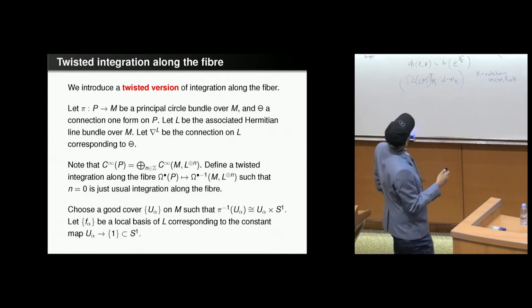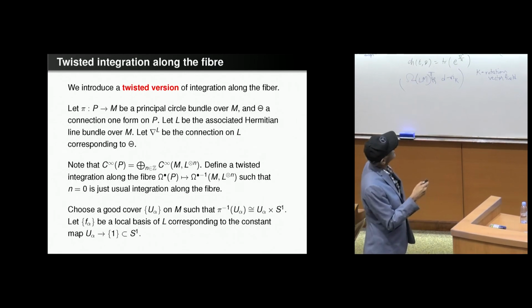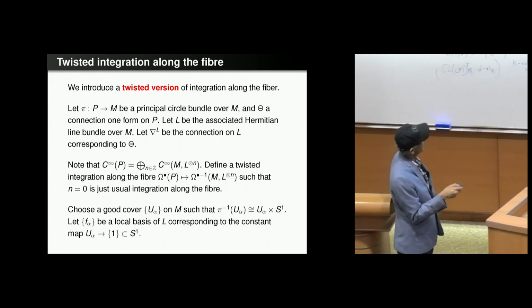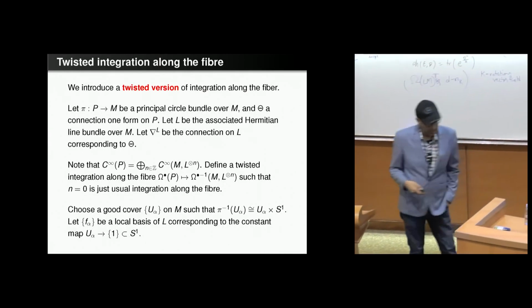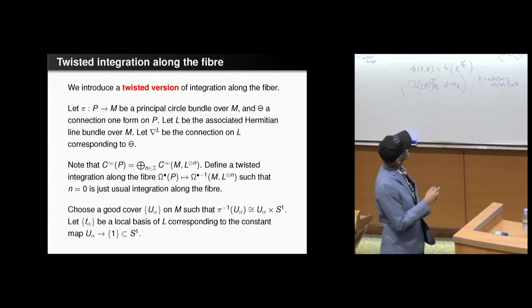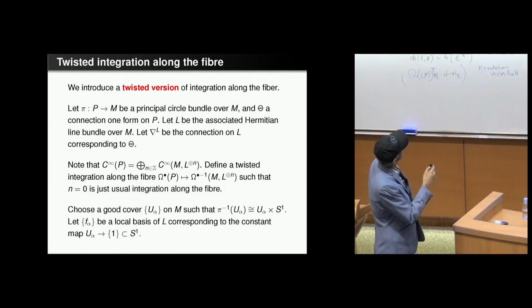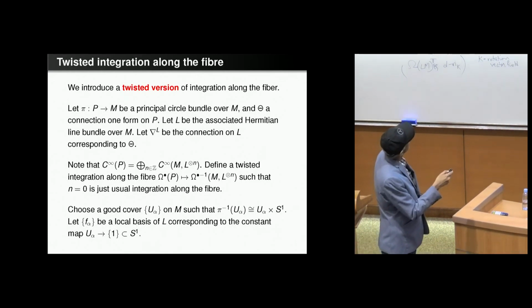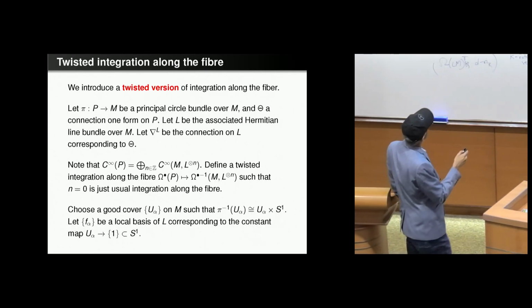So what's the formula? Let's just talk about it. We introduce a twisted version of integration along the fiber. We've used integration along the fiber before, but now we'll define a twisted version. So let P be a principal circle bundle over M. Maybe I should have called it Z, sorry. Let theta be a connection one form on P, and L be the associated Hermitian line bundle on M. Let nabla L be the connection on L corresponding to theta.